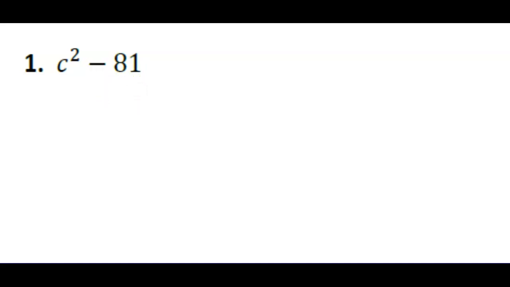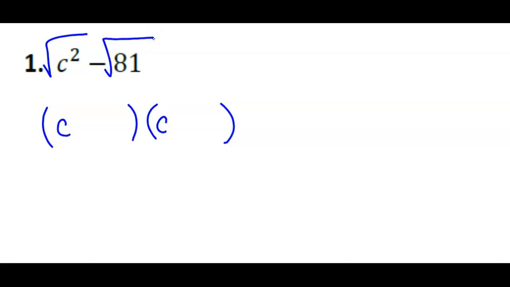So what I'm going to do is I'm going to take the square root of this. So c squared, what's the square root of that? C. And remember, both of these need to be identical, so that's going to be a C. Okay? What is the square root of 81? Look at your chart. It's 9.